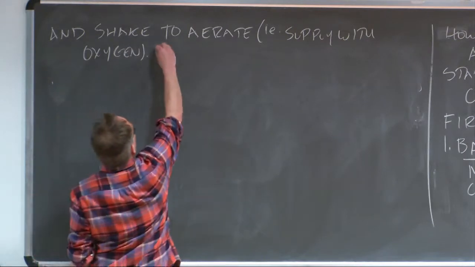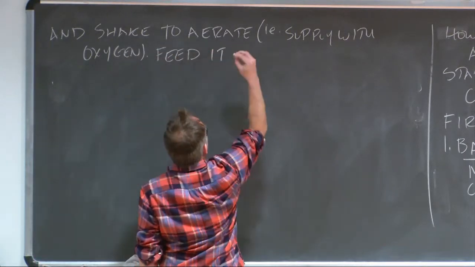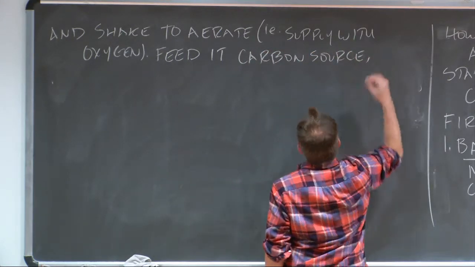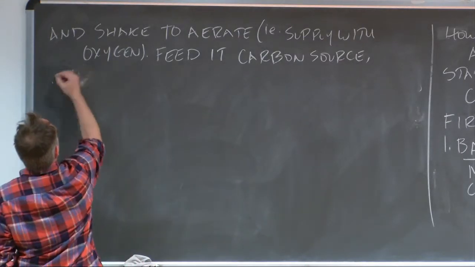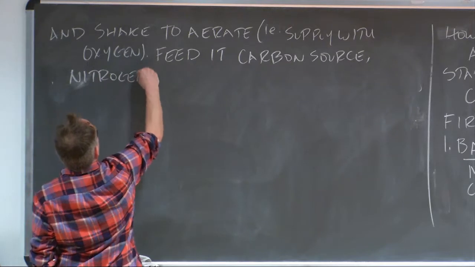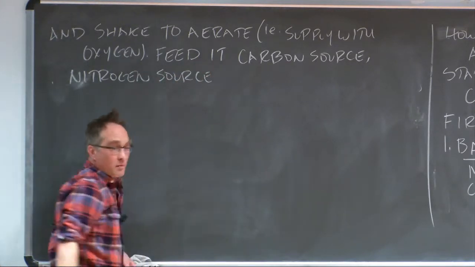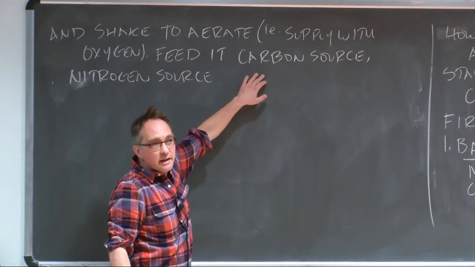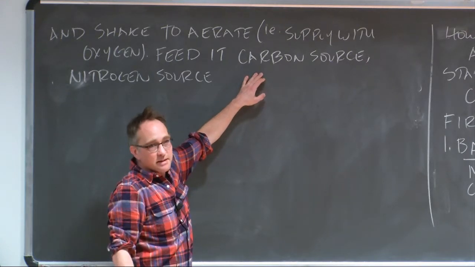Okay, and so you feed it a carbon source. And a nitrogen source, broadly speaking, the carbon source supplies it with energy, but it also supplies it with carbon. And the nitrogen source is important for making proteins. So when I call those pieces amino acids, the amino means nitrogen containing. Okay, and so this is largely for protein. This is largely for energy. And then the third piece that E. coli needs is a buffer.